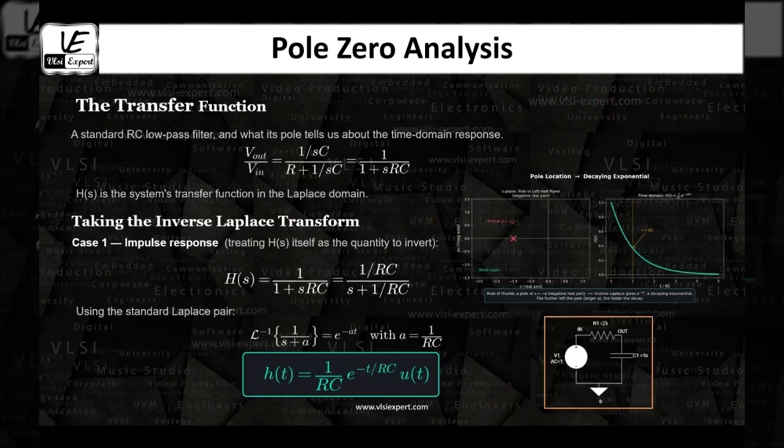Now when we were doing the AC analysis, we usually say that when a pole comes, our gain decreases by a factor of 20 decibel per decade. Let's try to understand from the transfer function point of view how that happens. The transfer function, 1 by SC divided by R plus 1 by SC, gives me 1 upon 1 plus SRC. If I take the Laplace inverse of this transfer function, I get h(t) is equal to 1 by RC, e to the minus t by RC, u(t).